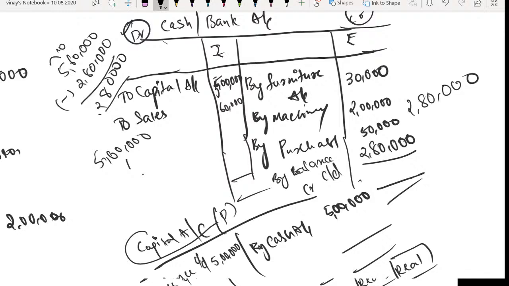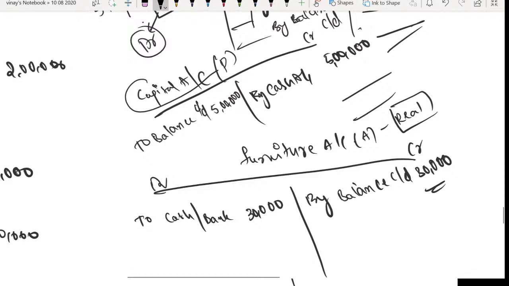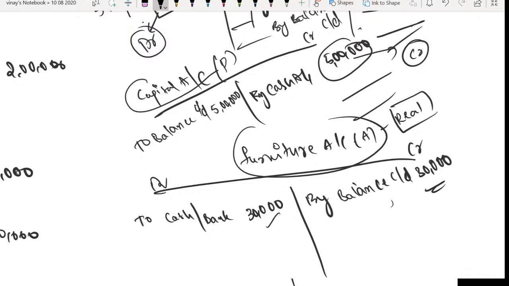Then remember one thing, which side is more. Which side is more, we call it that balance. If cash is showing more balance on the debit side, we call it a debit balance. If cash is showing more balance on the credit side, we call it a credit balance. Capital is showing credit balance because the credit side is more. And furniture is showing debit balance, as the debit side is more.